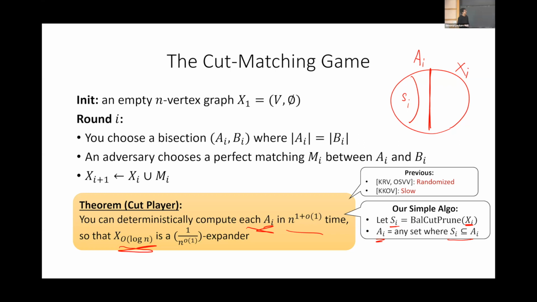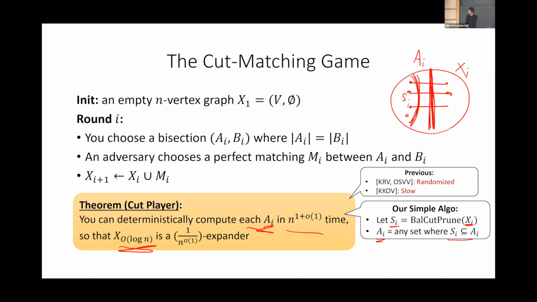I will not show you the analysis, but let me tell you the high level idea. Why is this a good thing to do? Suppose that S here is a balanced sparse cut. If you choose the bisection like this, this set will not be a sparse cut anymore after this round, because there must be an edge crossing it for every node inside S. The matching player has no choice but to add a lot of edges crossing S.